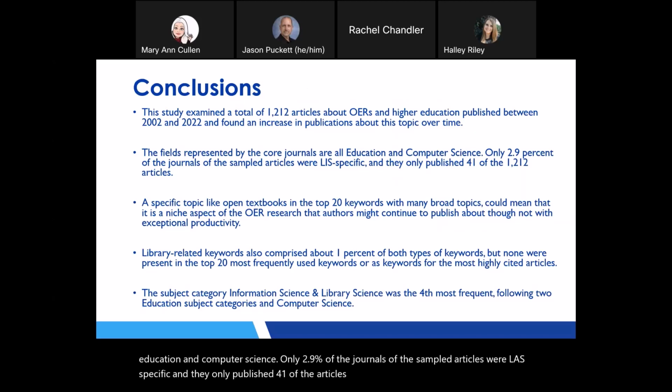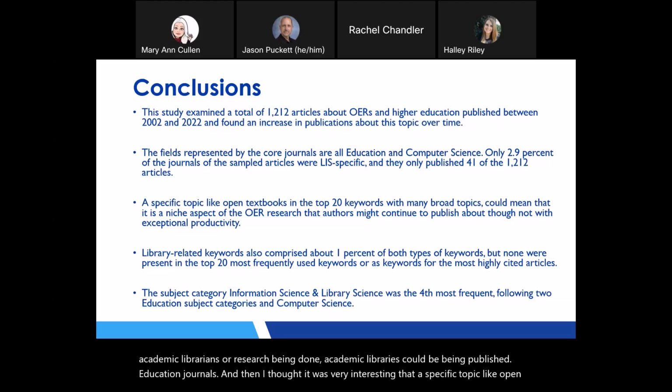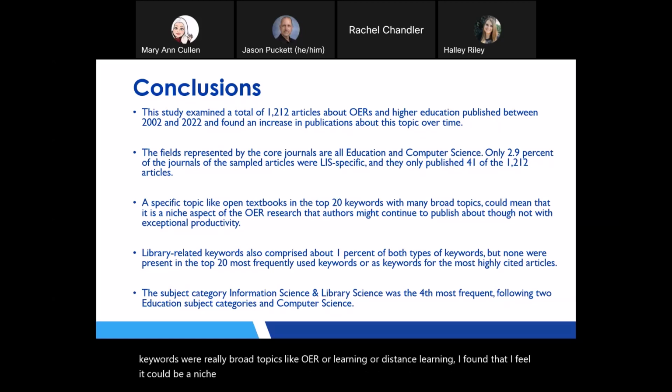I don't think that's necessarily too surprising because academic librarianship does overlap a lot with the field of education. So research being done in academic libraries could be published in education journals. And I thought it was very interesting that a specific topic like open textbooks was so highly present in the top 20 author keywords, when a lot of those keywords were really broad topics like OER or learning or distance learning. I feel like it could be a niche aspect of OER research that authors might continue to publish about, but not with extremely exceptional productivity.